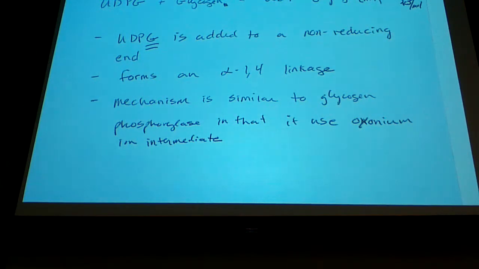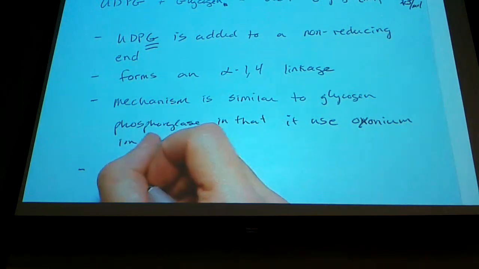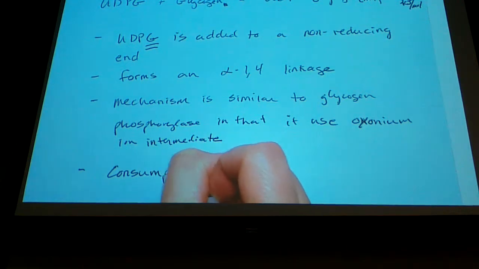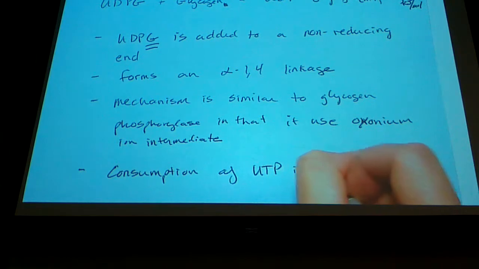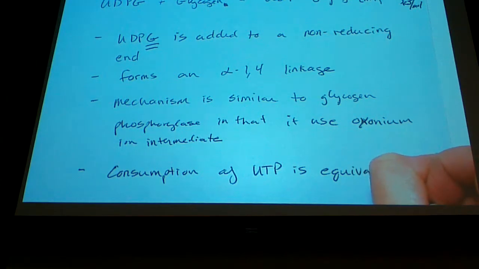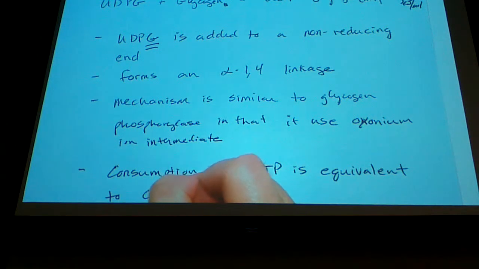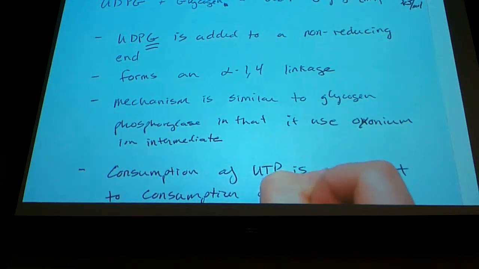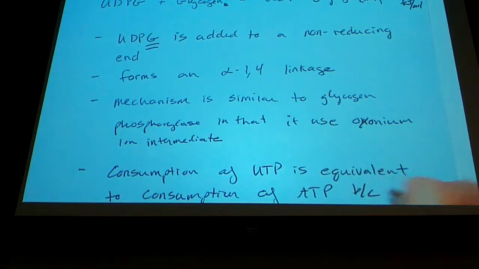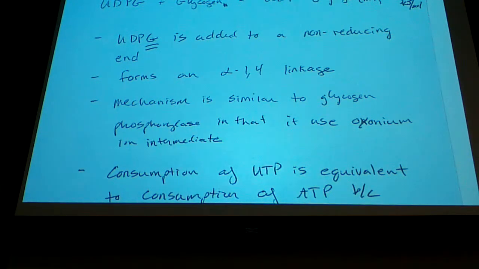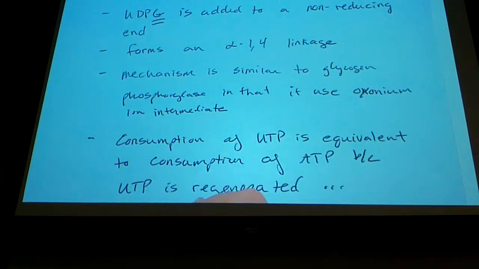Okay. Last thing you should know about this particular step is that consumption of UTP is equivalent to consumption of ATP because UTP is regenerated this way. So UDP plus ATP goes to UTP plus ADP. That is how you make your UTP for the next round. You actually consume ATP to do it.